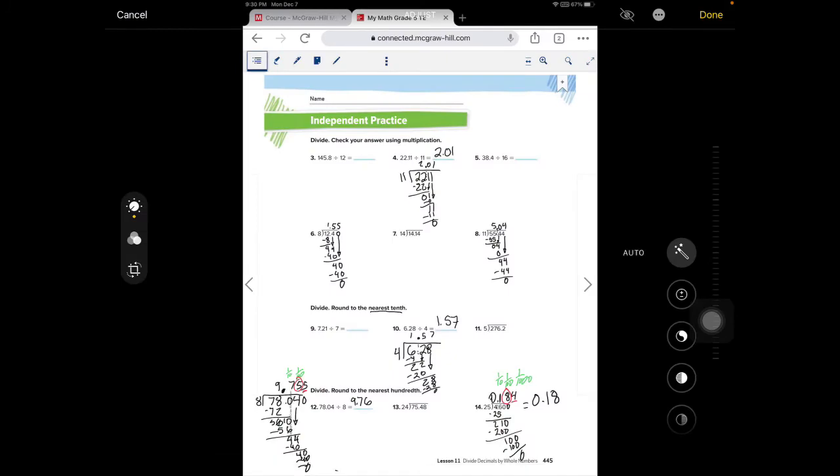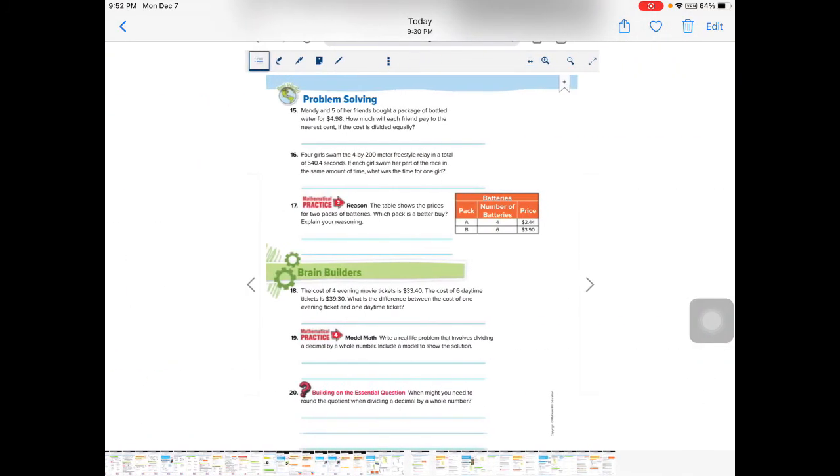Okay, there's your answer sheets. Hopefully you're able to fit all your equations in. Let's go over to the next page.